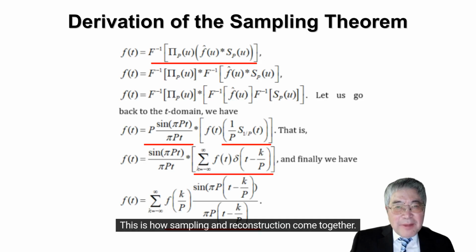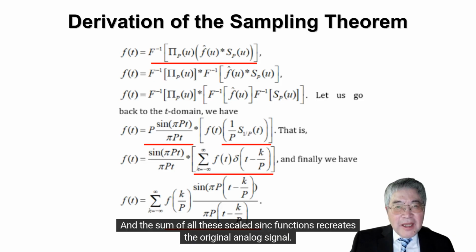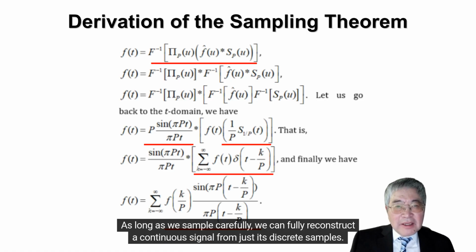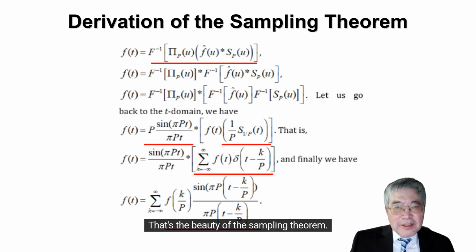This is how sampling and reconstruction come together. Each delta function copies the sinc function. Each copy is scaled by the corresponding sample value. And the sum of all these scaled sinc functions recreates the original analog signal. So this final formula, this infinite sum, tells us something remarkable. As long as we sample carefully, we can fully reconstruct a continuous signal from just its discrete samples. That's the beauty of the sampling theorem.